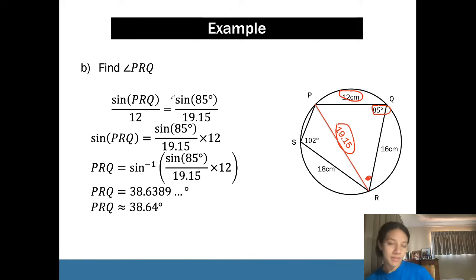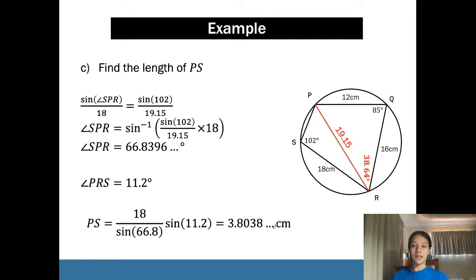So good thing you all got part A correct, from what I saw last time as well. So then hopefully you had the right value to sub into here. Then we just rearrange for sine PRQ. So go sine 85 over 19.15 and multiply it by the 12. Go through, take the inverse sine to get PRQ on its own, and that angle ends up being 38.64 degrees. Hopefully you guys are all good with that.